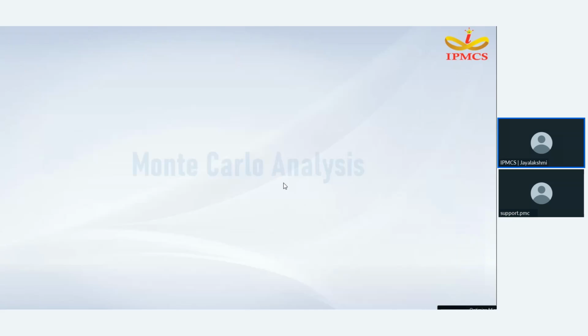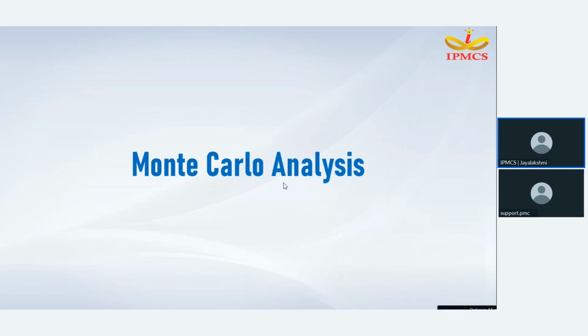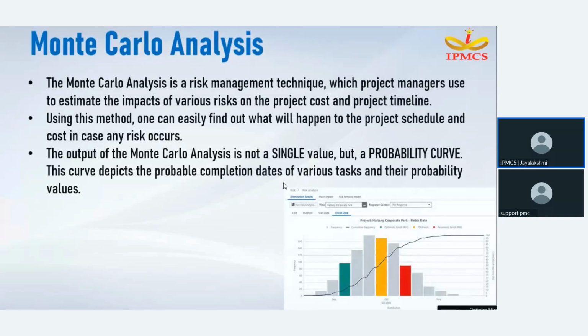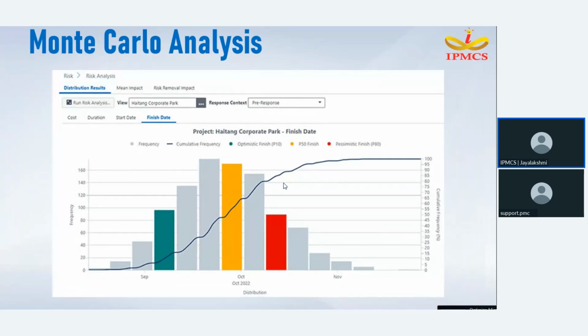The second one is Monte Carlo analysis, which falls under quantitative analysis, that will give us numerical values. Monte Carlo analysis is a risk management technique which project managers use to estimate the impact of various risks on the project cost and the project timeline. Using this method, one can easily find out what will happen to the project schedule and cost in case any risk occurs. The output is not a single value, but a probability curve in which the cost and the schedule will vary. This is an example of a Monte Carlo curve.